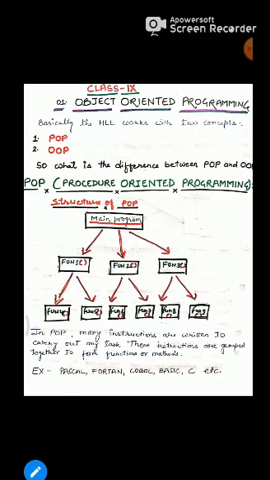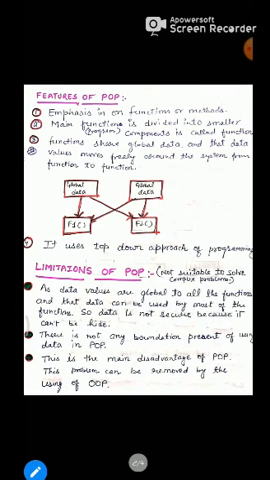In POP many instructions are written to carry out any task, and these instructions are grouped together to form functions or methods. Examples of POP type languages are Pascal, Fortran, COBOL, Basic, C, etc. The important point here is that the main program is divided into smaller components which are known as functions. Now let us discuss the features of POP.